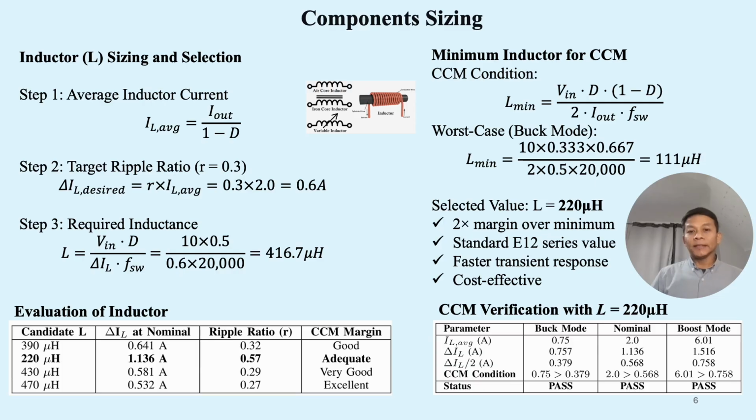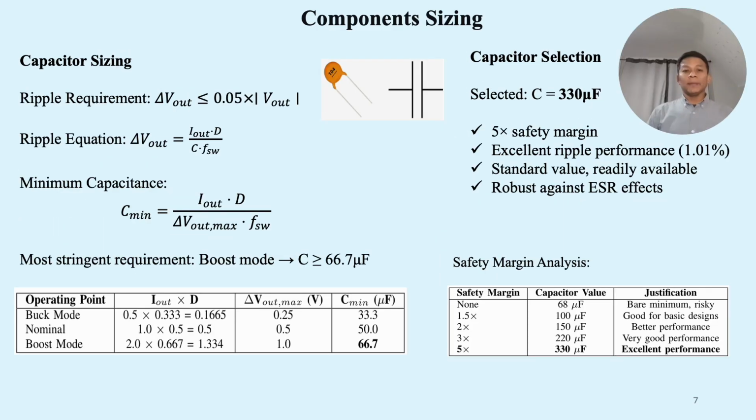Next, sizing the components. In inductor sizing, as per the calculation, we get 416.7 microhenry. Then for the CCM condition, we get 111 microhenry. Then we multiply by 2, and we select 220 microhenry for the inductor sizing. Next, the capacitor sizing. According to the calculation, for both modes it must be equal or more than 66.7 microfarad. For the safety margin, we multiply by 5. We select 330 microfarad for the capacitor.